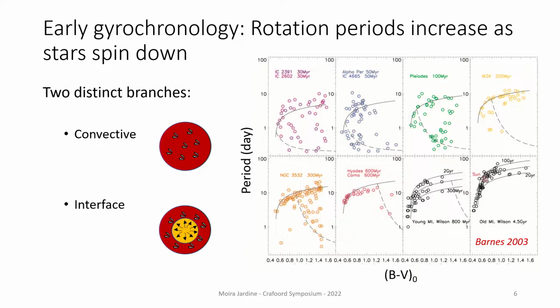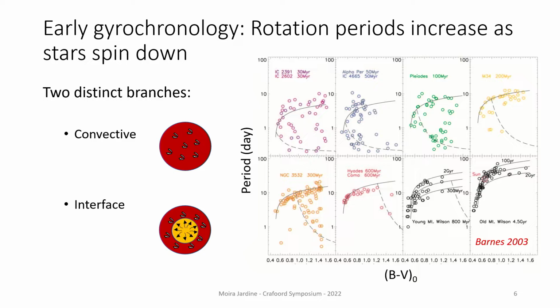So this is a composite of many observations. Each panel is a different cluster, therefore a different age. And what you're seeing is the rotation period of the stars in the cluster, and this is a color to separate the stars out. As we go to older clusters, you see the distribution of points is changing. Each point is a different star. And this is because the rotation rates of the stars are evolving. They're all slowing down, and eventually they all bunch up in a sort of traffic jam here.